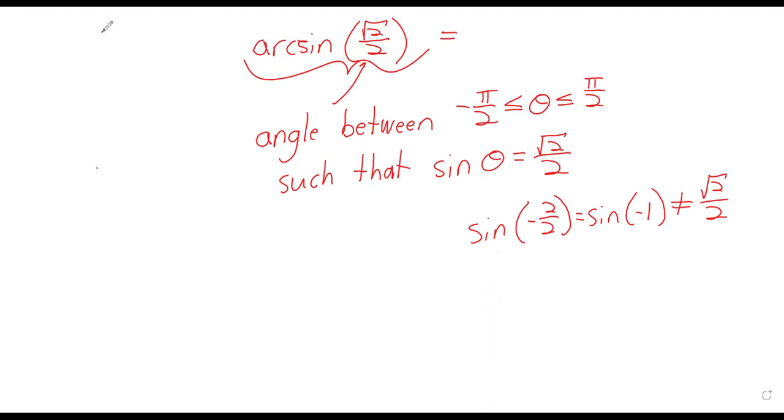And I mean, there are really only a few options because there are really only a few numbers whose sine we know. And those are 0, π/6, π/3, π/4, π/2. And the sine of π/4 is the square root of 2/2. Now, there are other numbers whose sine is also the square root of 2/2.